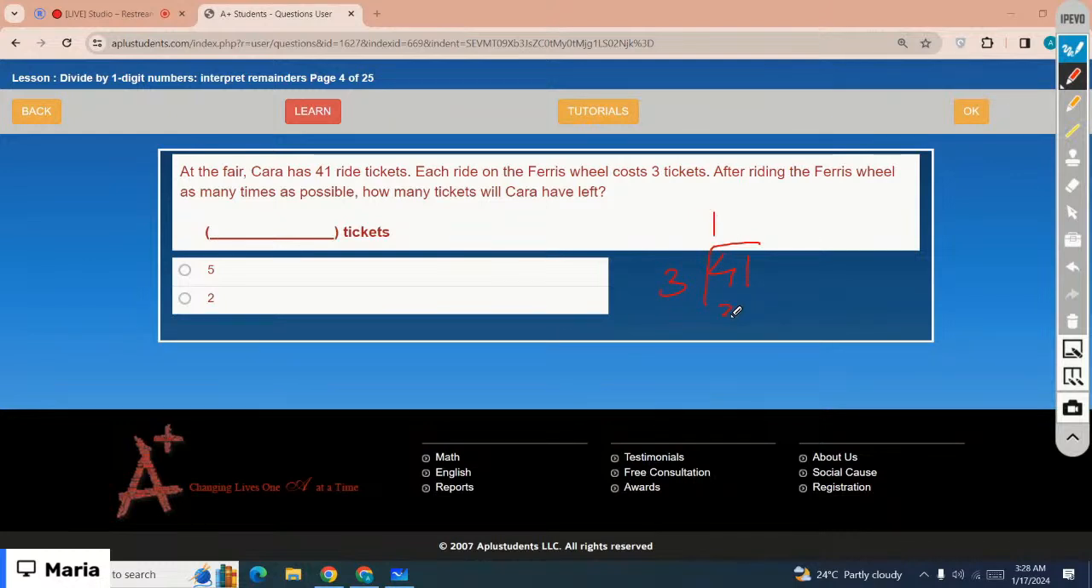3 times 1 is 3, and 3 times 3 is 9. So, yes, that would be 2. That means the tickets Kara has left is 2. Kara has 2 tickets. The correct option is 2.